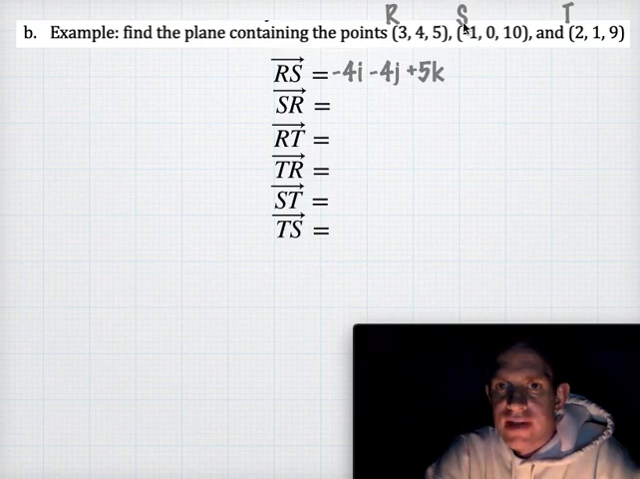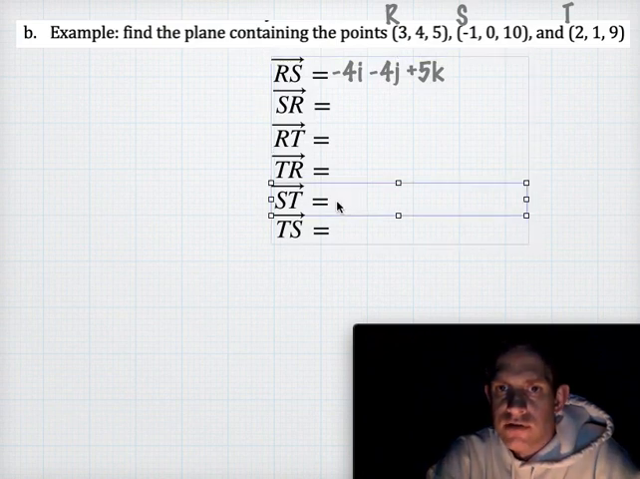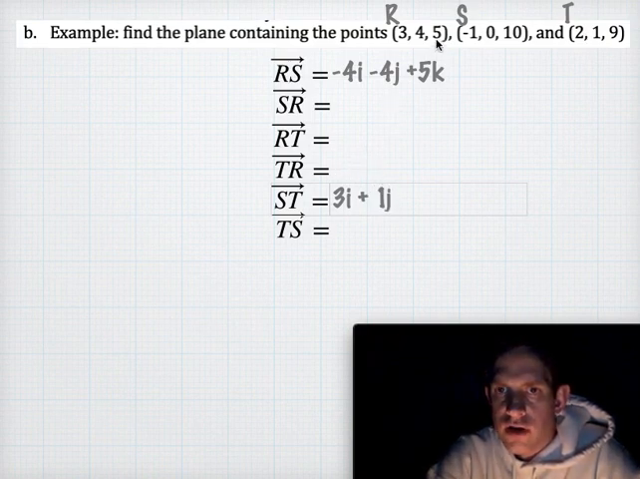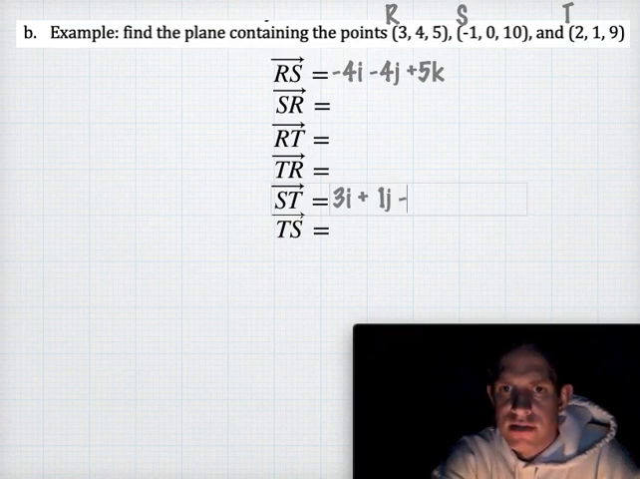Now let's figure out how to get from S to T. To go from -1 to 2 is to increase by 3. And so we'll write 3i. To go from 0 to 1 is an increase of 1, so plus 1j. And to go from 10 to 9 is a decrease of 1, which is minus 1k.